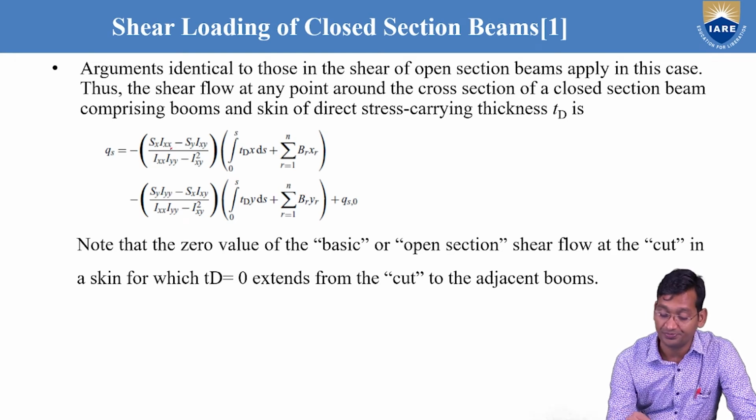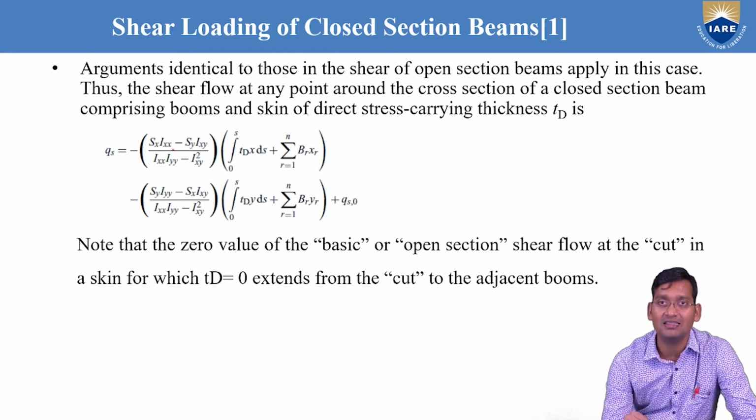So qs equals (Sx Ixx minus Sy Ixy) by (Ixx Iyy minus Ixy squared) into the integral from 0 to s of Td x ds plus sigma r equals 1 to n Br xr. This term already explained. Minus (Sy Iyy minus Sx Ixy) by (Ixx Iyy minus Ixy squared) whole into the integral from 0 to s of Td y ds plus sigma r equals 1 to n Br yr, whole, plus this qs0.